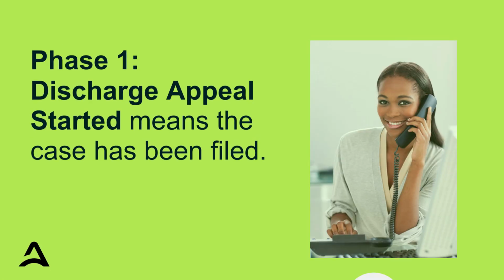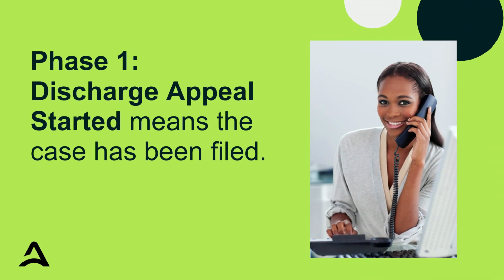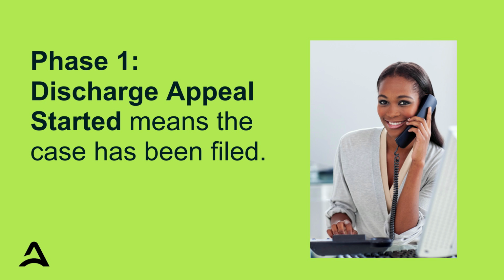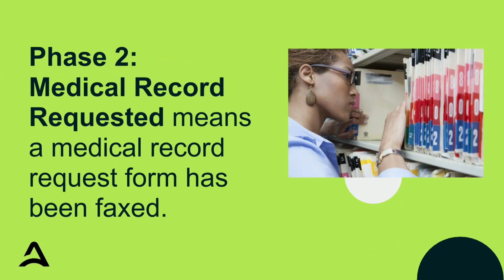Phase 1 means that the case has been filed by the Medicare beneficiary or representative and is in the Acentra Health computer system. Phase 2 means that Acentra Health faxed a medical records request to the facility or healthcare provider that issued the notice to the beneficiary.